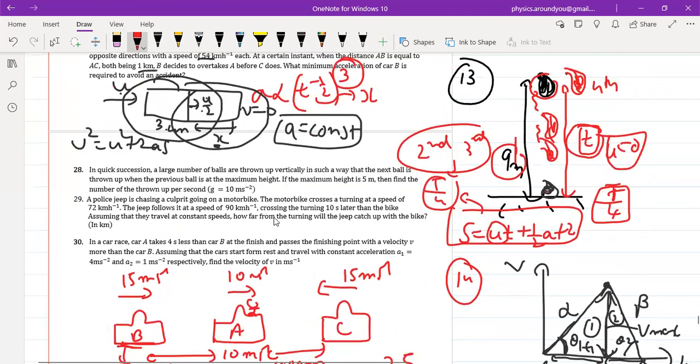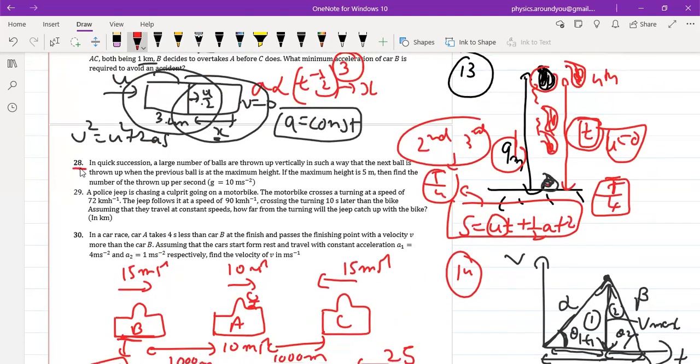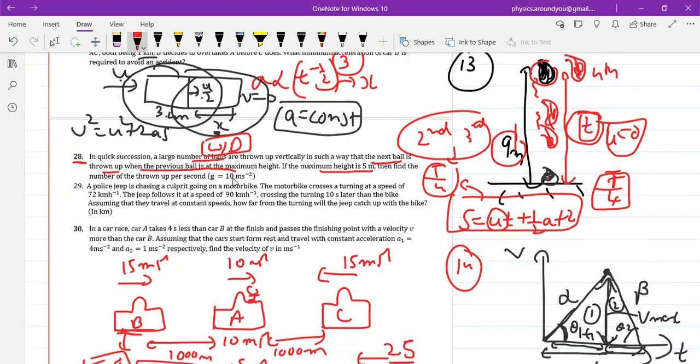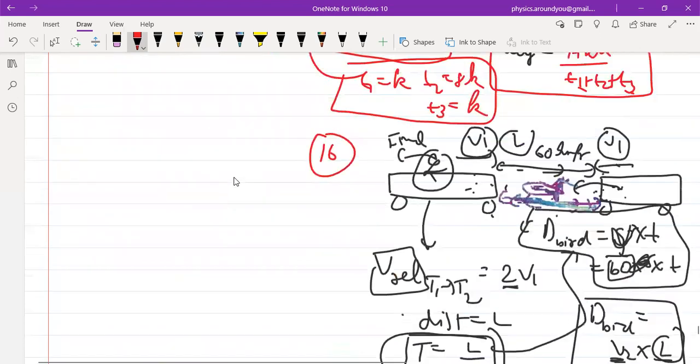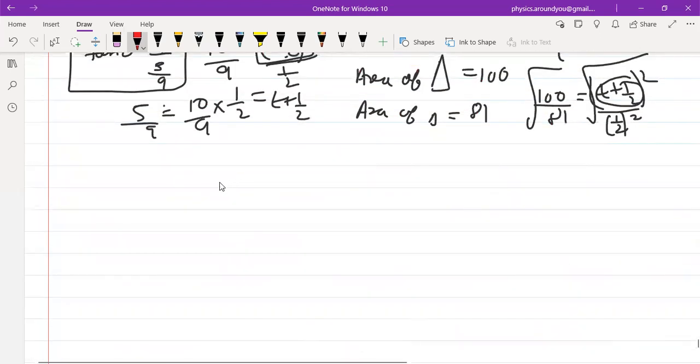Now, question number 28. Balls being thrown up in succession. Same logic as water drops. Water drops and balls, rocks, stones thrown up, everything has the same logic. The maximum height of one of the balls is given. The next ball is thrown up when the previous ball is at the maximum height. Well, so 28 is funny, right? The next ball is thrown up when one ball has reached the maximum height.